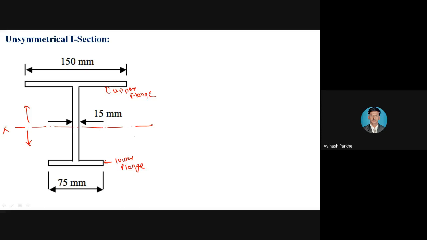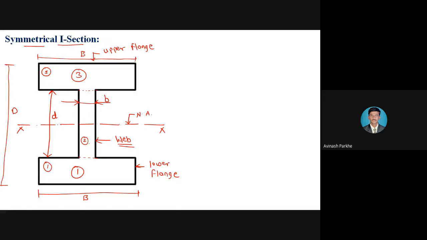So this is the x axis. Above the neutral axis the dimensions are different, and below the neutral axis the dimensions are different, because here at the top the flange has a length of 150 mm, but at the bottom the flange's dimension is 75 mm. Therefore, this figure is not symmetrical about the x axis. But in the first figure, above the neutral axis the section is the same, and below the neutral axis the section is the same, therefore this section is called a symmetrical I section.